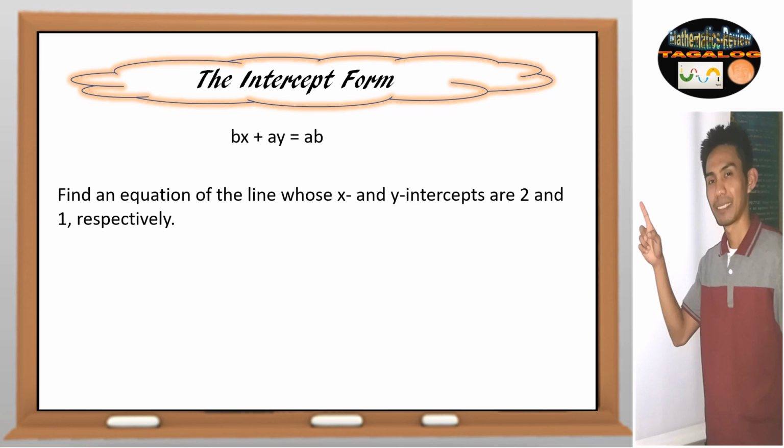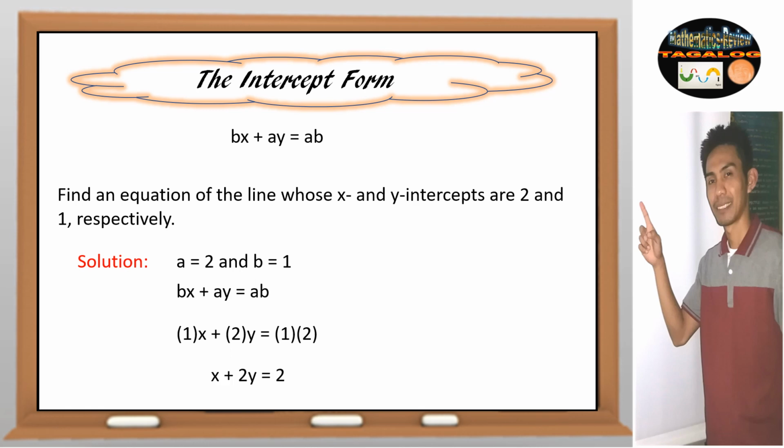Yun po siya. So, for example, find an equation of the line whose x and y intercepts are 2 and 1 respectively. So, ganito po yan. Solution, a is equal to 2 and b is equal to 1. So, gamit po ang bx plus ay equals ab, substitute 2 for a and 1 for b. Ayan po siya. Then, multiply: x plus 2y equals 2. Yan na po ang equation ng line.